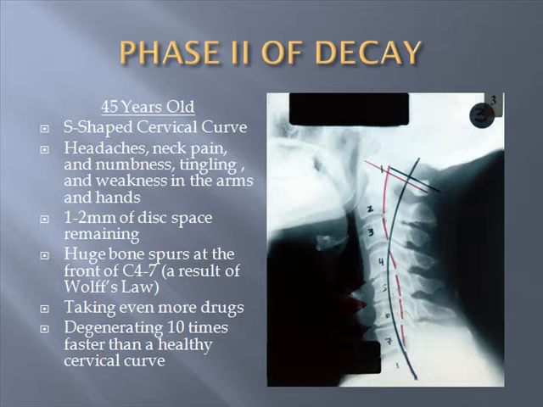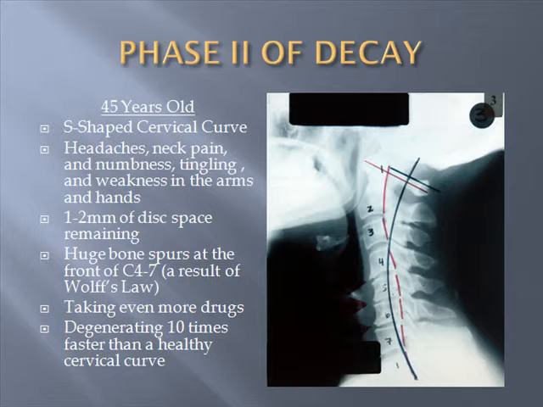The different vertebrae in several segments are coming closer and closer as the disc degenerates. You can see huge bone spurs at the front of the C4 and C7, as indicated by the arrows. And we call this a result of Wolff's Law, which basically says bone will model and remodel based upon the stresses and demands put on it.